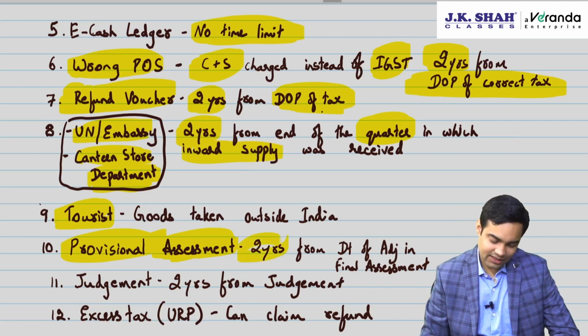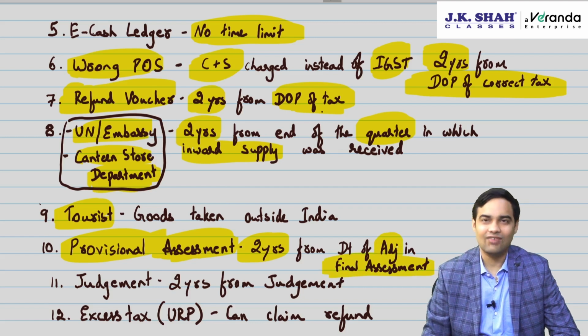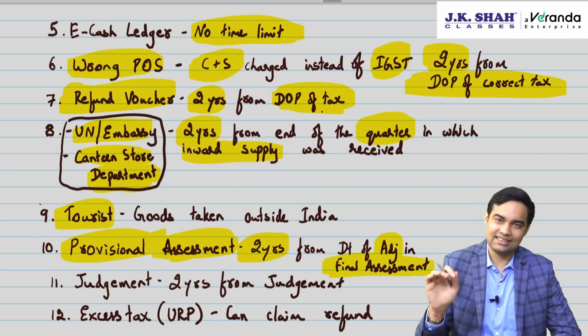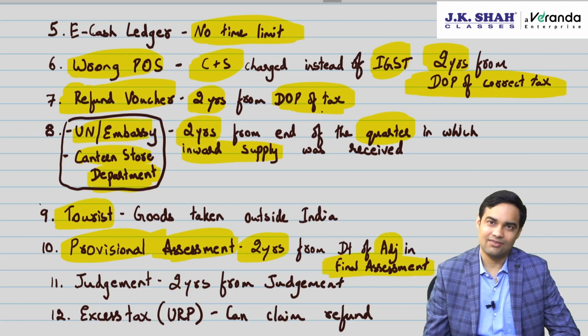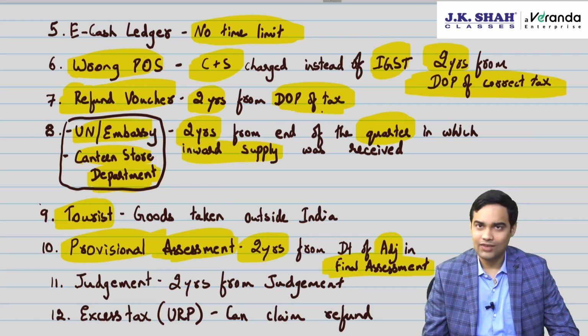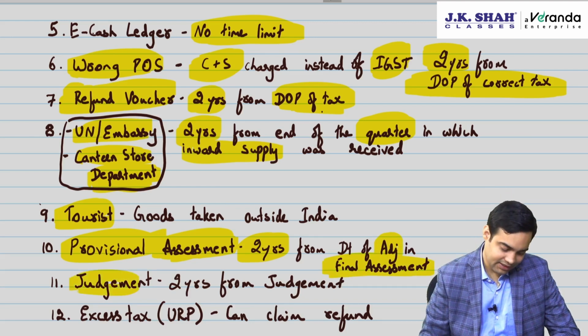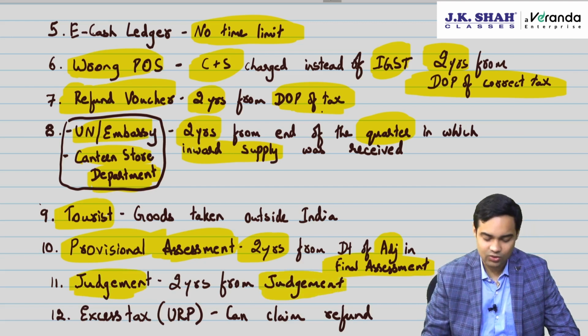2 years from the date of adjustment made in final assessment order. In the final assessment order, the provisional taxes are adjusted. Once the order is available with you, you can claim a refund of excess tax. Judgment, yeah, within 2 years from the date of judgment. Say suppose court case is going on.